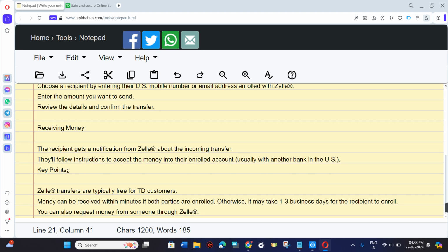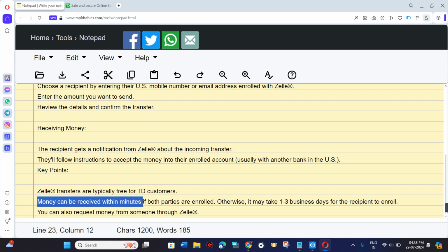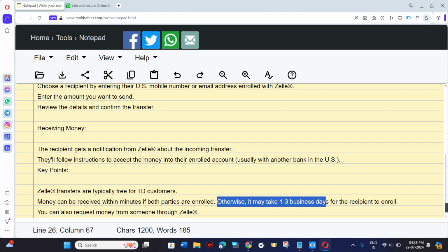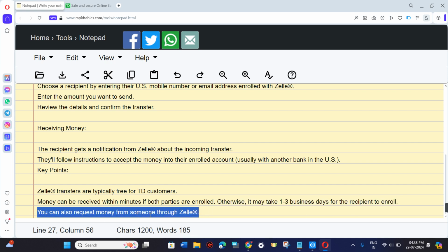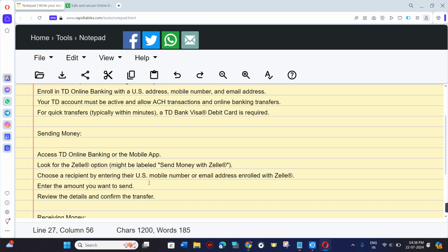Here are some of the key points that you need to understand. The first is that Zelle transfers are typically free for TD customers. Money can be received within minutes if both parties are enrolled. Otherwise, it may take up to 1 to 3 business days for the recipients to enroll. You can also request money from someone through Zelle. So these are some of the things that could help you to understand how the TD Bank Zelle system works.